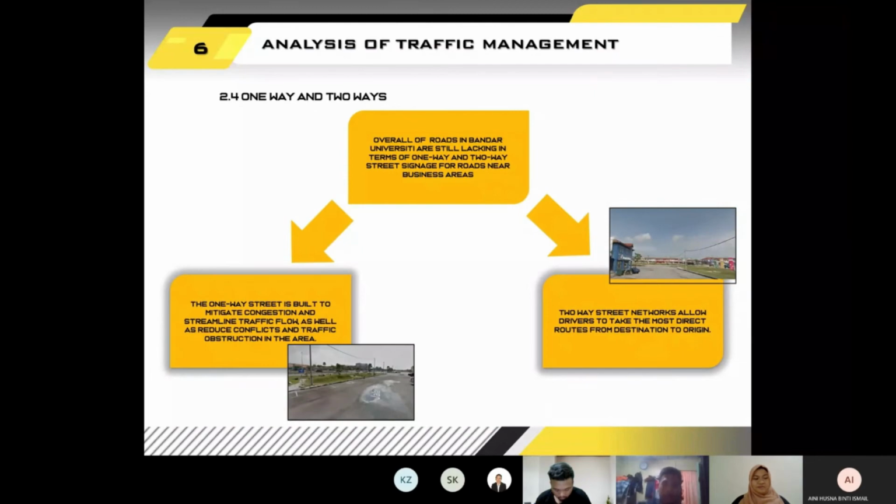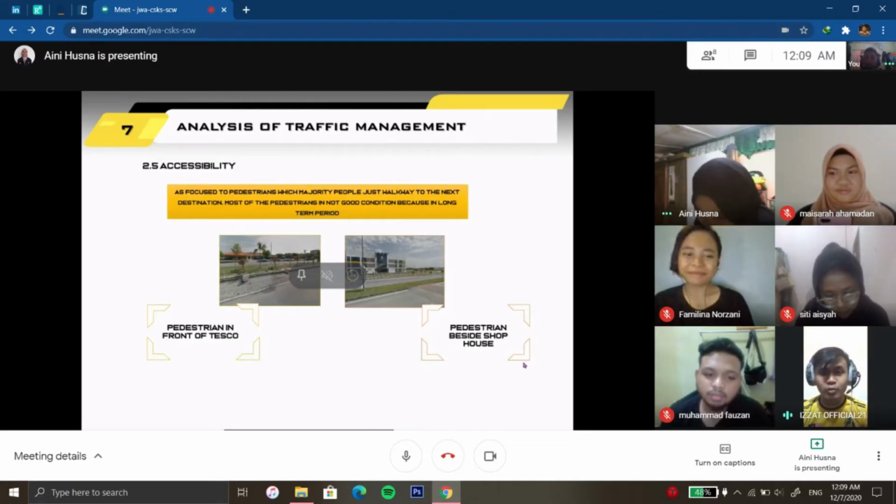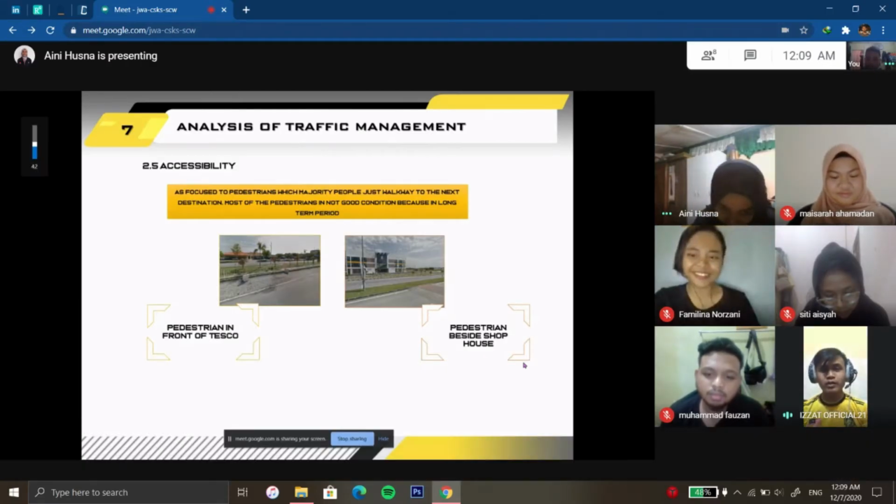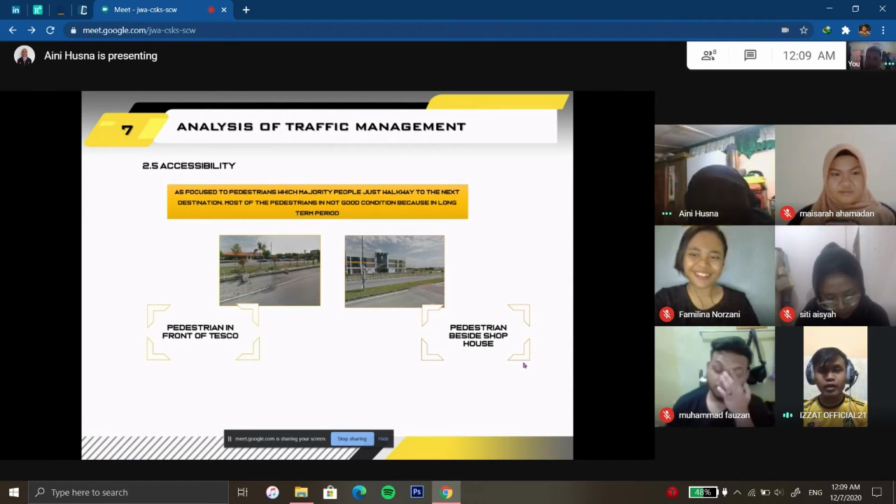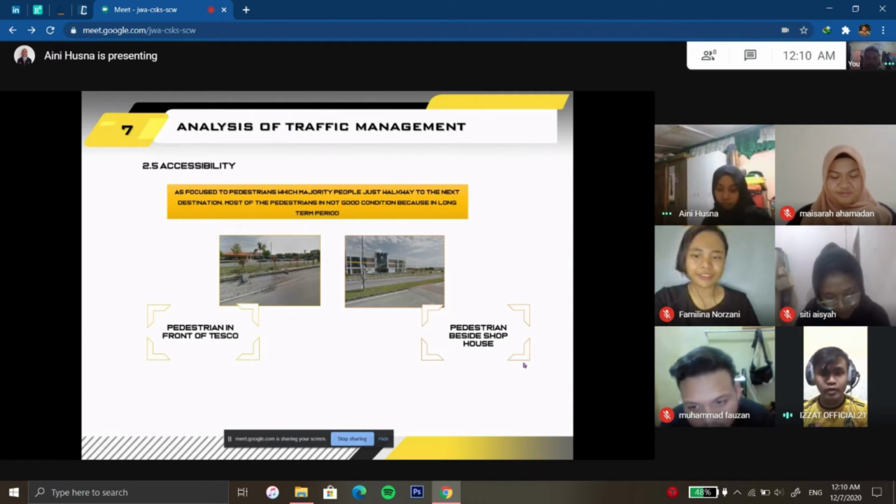Accessibility is a focus for pedestrians, where most people just want one way to the next destination. Most of the pedestrian paths are not in good condition because of the long period of use. This is the pedestrian path in front of the Tesco. The next is the pedestrian path beside the shop house.